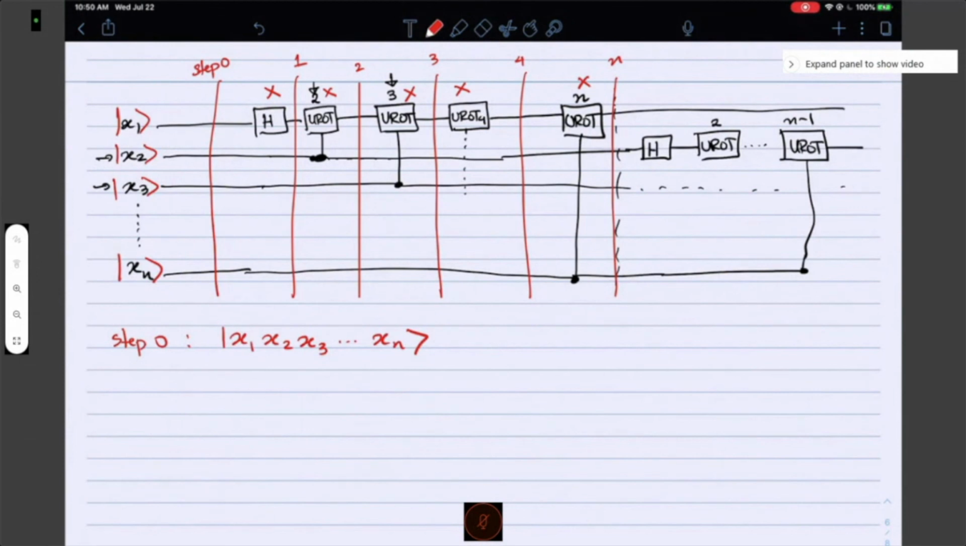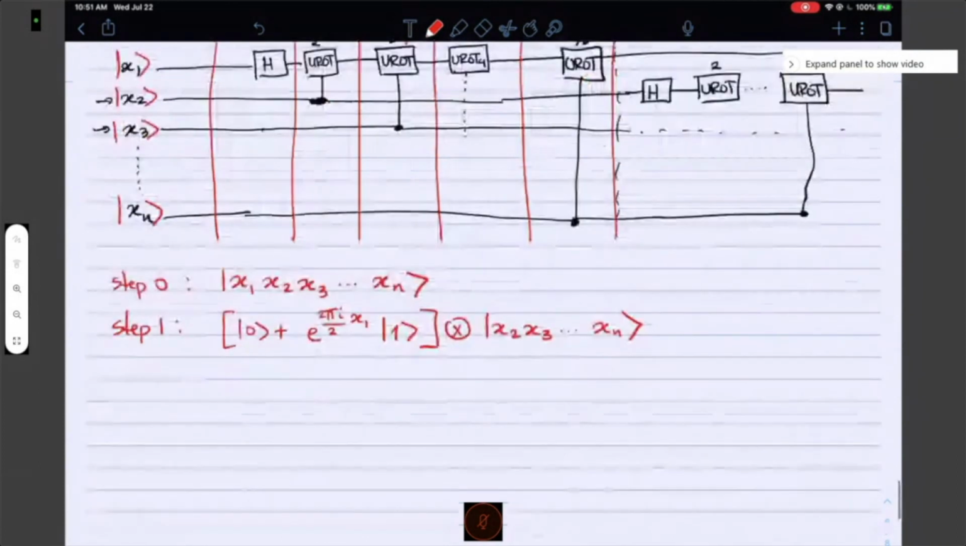Step 1, we're going to have the following. So all we've done is apply one of these UROTs, and it's being applied on x1. So I'm going to separate out x1 from the pack. So it's going to be 0 plus e to the 2 pi i. Remember the action of a UROT. It's e to the 2 pi i over 2 x1. And then all the other qubits. Okay, that's the action of that first U rotation.